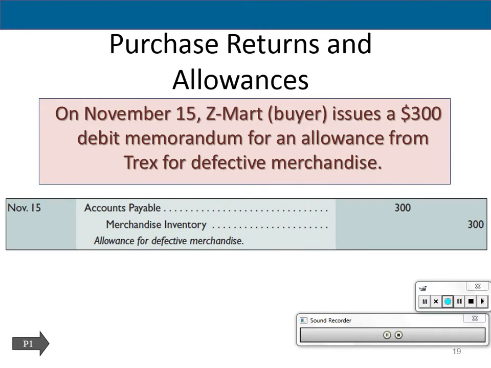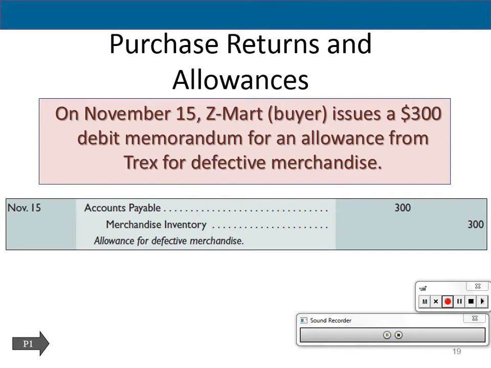Apparently, items were returned because they were defective. So the company honored a $300 debit memorandum or debit memo. So we debit or decrease our accounts payable by 300, and we decrease our merchandise inventory as well by 300 for defective merchandise. So to break that down, what is that saying?